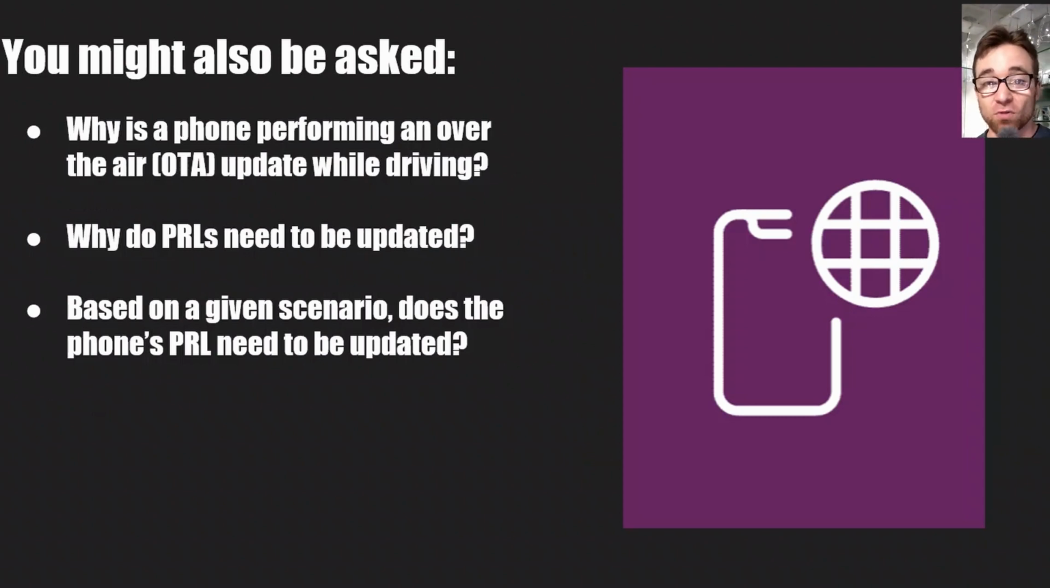And if it's when you're driving long distances, it's going to be a preferred roaming list update more than likely because it's trying to figure out what cell towers to talk to. You might be asked, why do preferred roaming lists need to be updated, right? You need to know what cell towers to talk to in order to talk to cell towers in the most efficient manner, right? So keep that in mind. And of course, you might also be asked, based on a given scenario, does the phone's preferred roaming list need to be updated? Does it even need to be updated? You might be asked to give that kind of information.